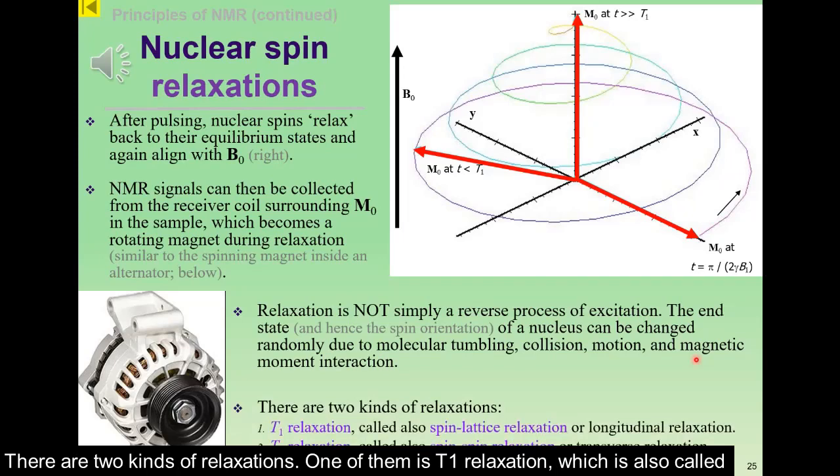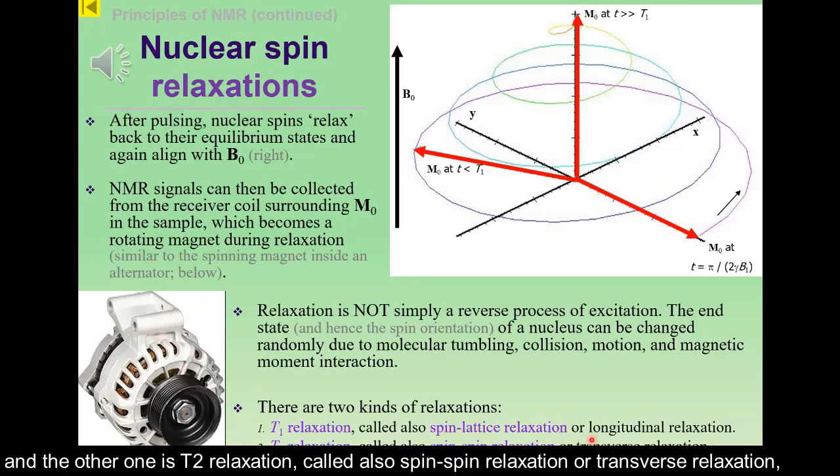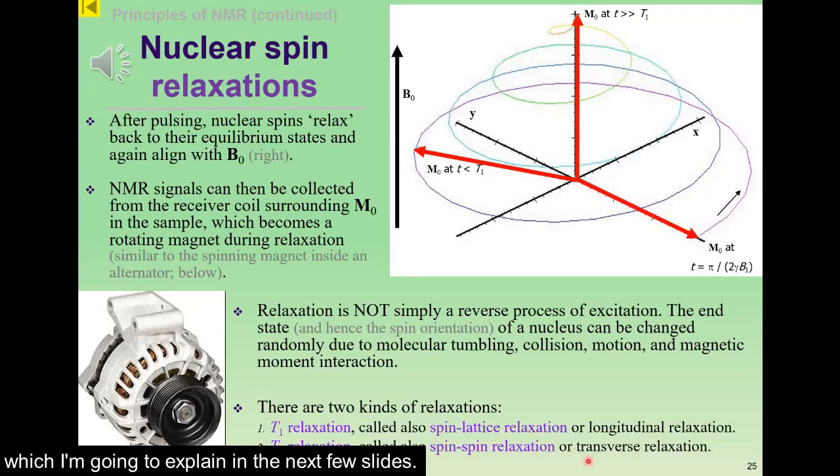There are two kinds of relaxations. One of them is T1 relaxation, which is also called spin-lattice relaxation or longitudinal relaxation. And the other one is T2 relaxation, also called spin-spin relaxation or transverse relaxation, which we are going to explain in the next few slides.